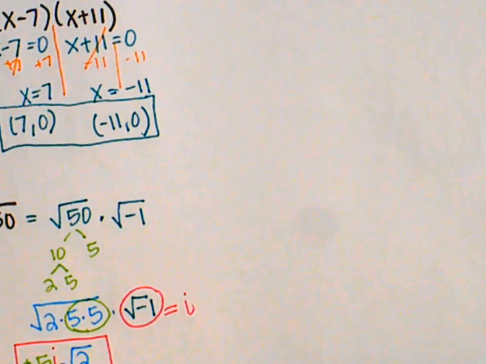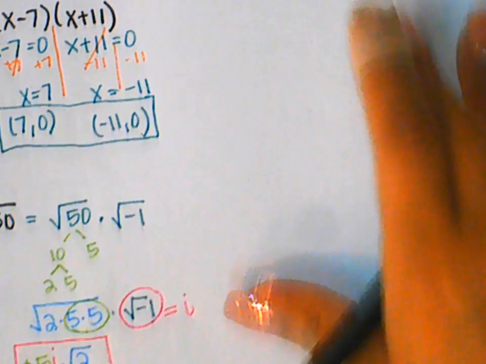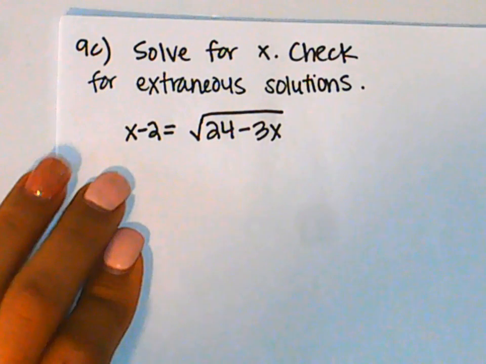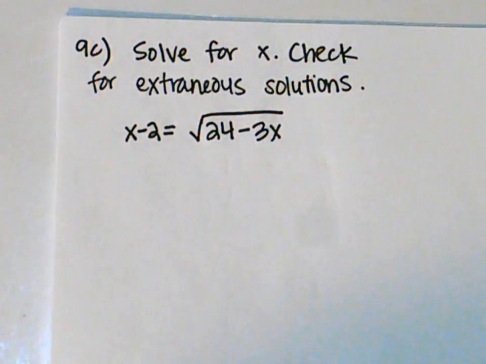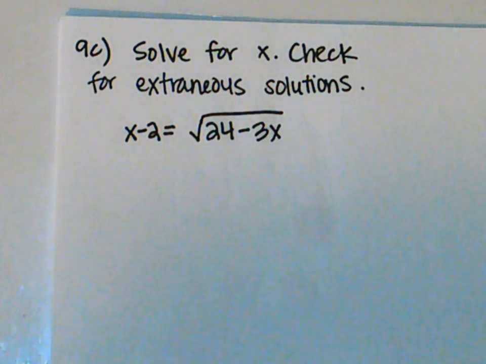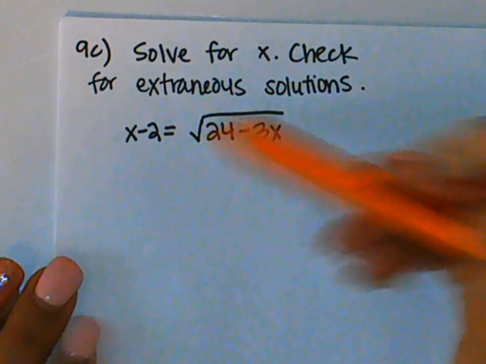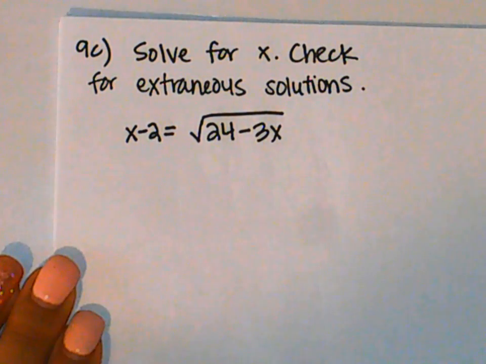All right, last but not least, let's look at number 9. 9C comes from our last chapter, so we know that this is going to involve everything that we've just done. I've mentioned that a few times. The first thing I want to do is get rid of this radical so that I can start moving things around.